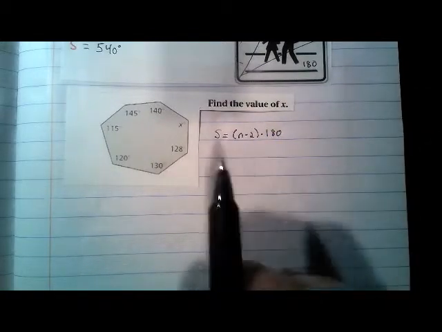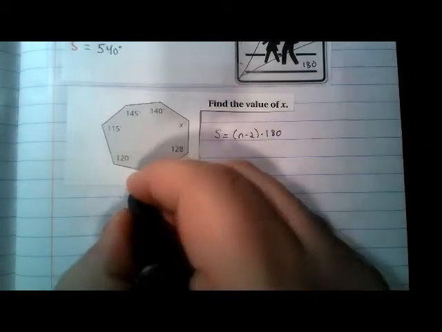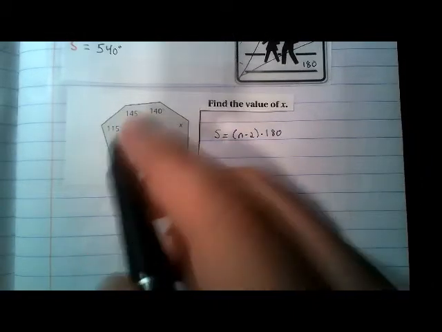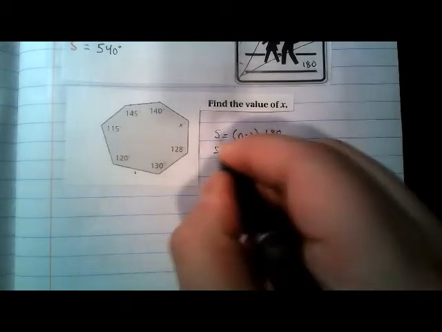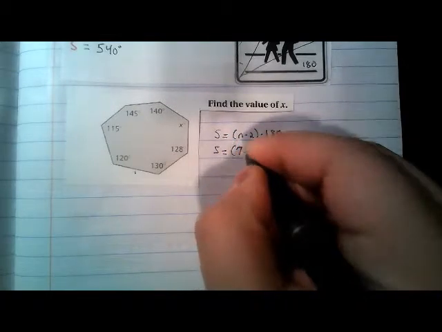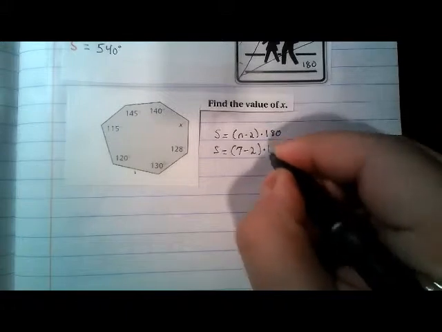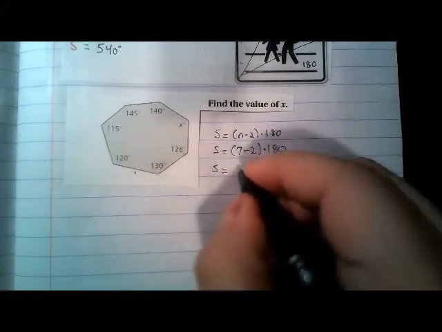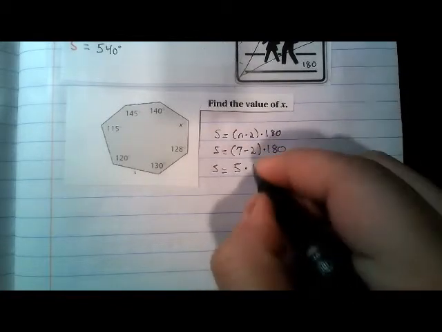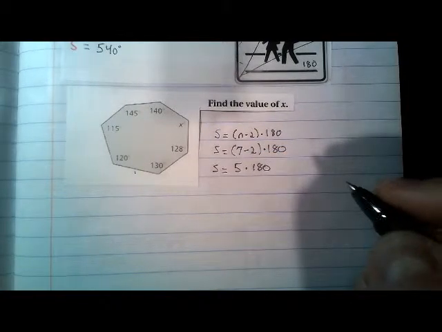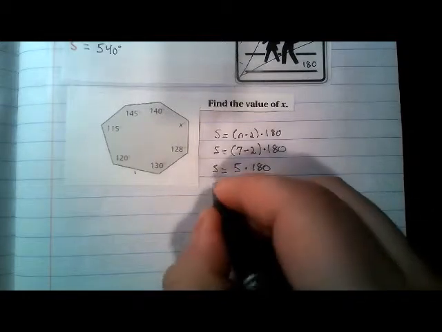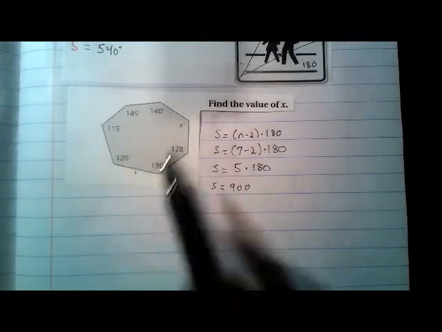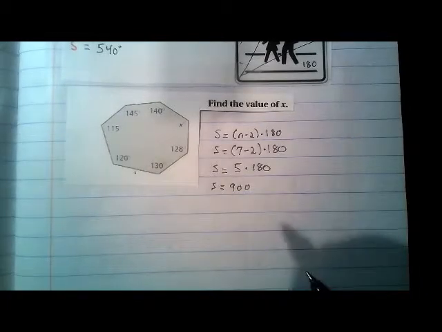So we count how many sides this polygon has. So I'm counting 1, 2, 3, 4, 5, 6, 7. So S equals 7 minus 2 times 180. 7 minus 2 is 5. So we have 5 times 180, and then 5 times 180 is 900. So the sum of these angles should add up to 900.